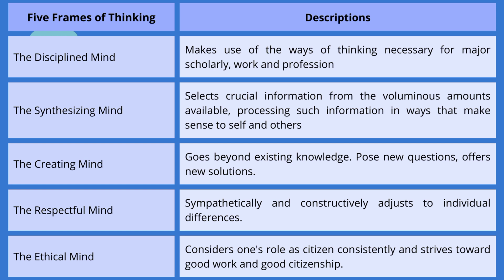The second one is the synthesizing mind. It selects crucial information from the voluminous amounts available, processing such information in ways that make sense to self and others. So here in the synthesizing mind, it is able to select crucial information from the copious amounts available, arraying the information in ways that make sense to self and others.